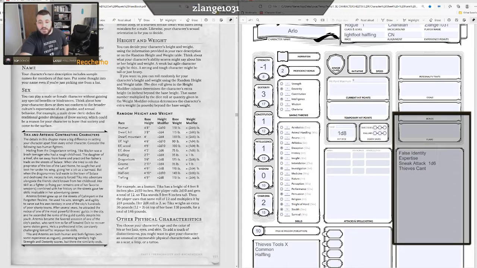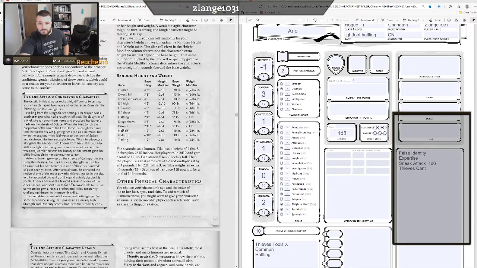Do the same thing with weight. Base weight 110 pounds. Roll 2d4 and you can multiply it, which can be a lot. You roll 2 4s, that's 8. You can do 110 times 8. That's 880 pounds. What the heck? That's weird.